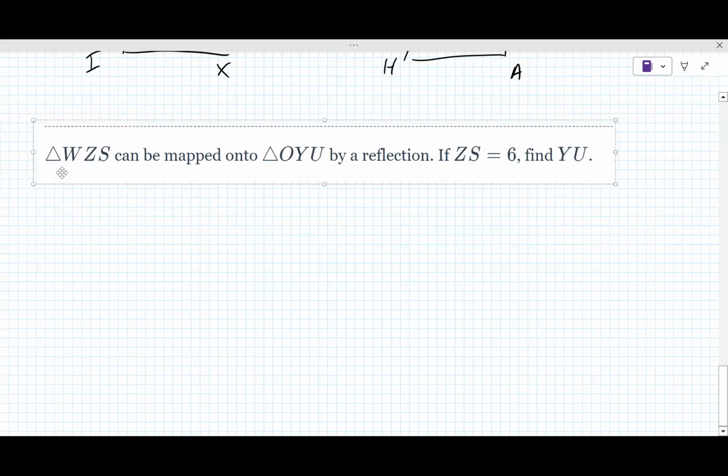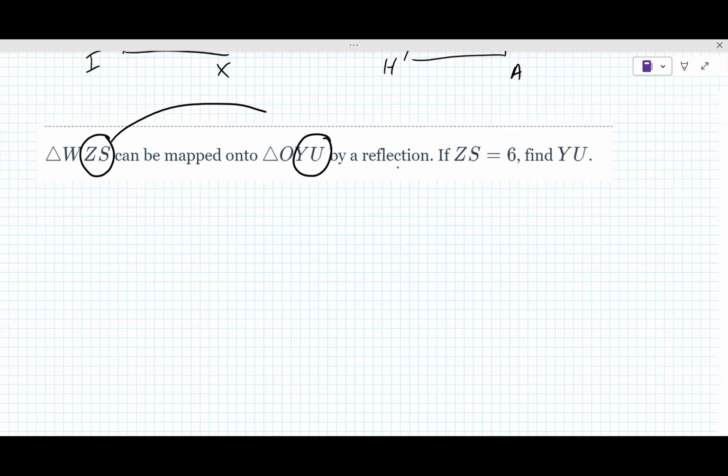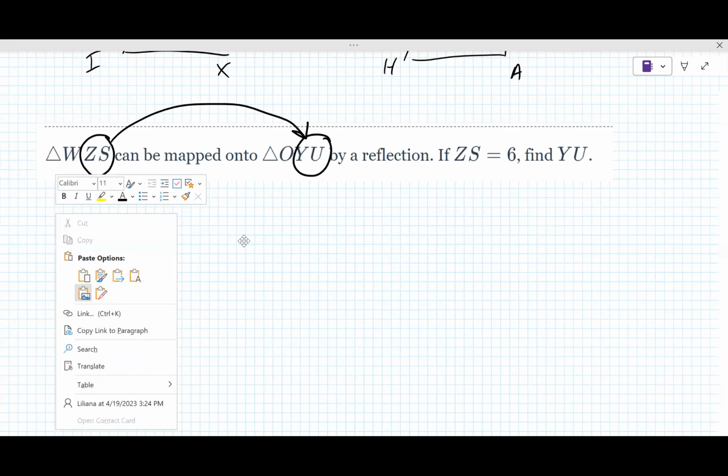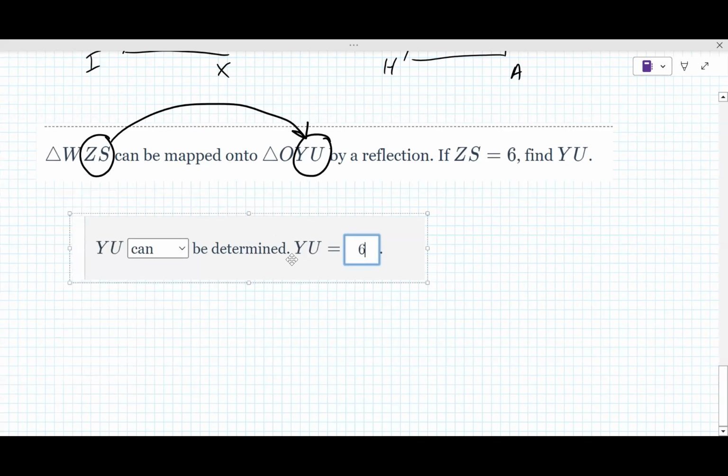All right, so triangle WZS can be mapped onto OYU. ZS, so again, I look for those 2 letters, ZS, that goes with YU. Does that mean we can find YU? Yes, which is what we want. It can be determined, and its value is 6. It's that given number. So let me just snip that in so you can see that again. You've got to choose whether it can or cannot be, and then the actual value there.